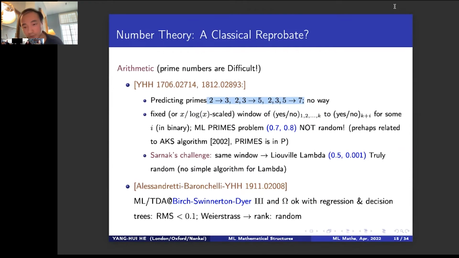And if you do this, you don't get very good results. You get 70% accuracy in predicting the next number. It's not 0.